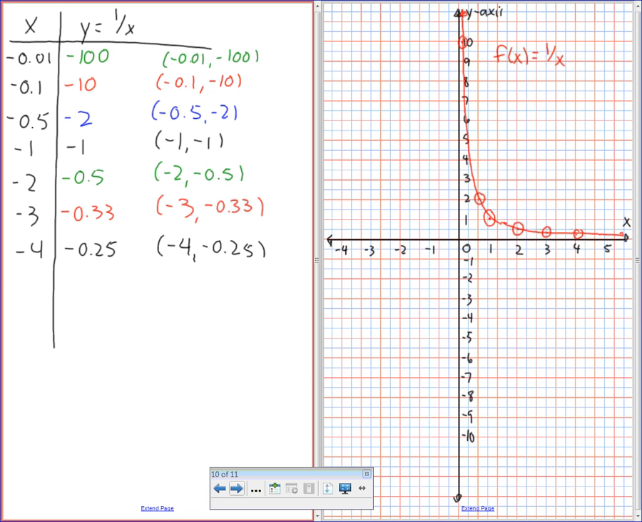I'll do this side in blue. So negative 1 is negative 1. Negative 0.5 is going to be negative 2. What else? Negative 1/10 is going to be negative 10, which is going to be down here someplace. Negative 2 is going to be 0.5. Negative 3 is going to be 0.33, and so on like this. And there's your graph of 1 over x.